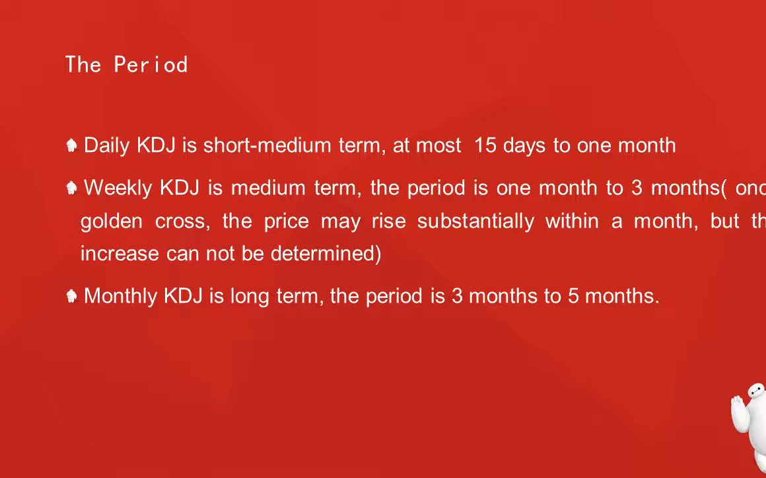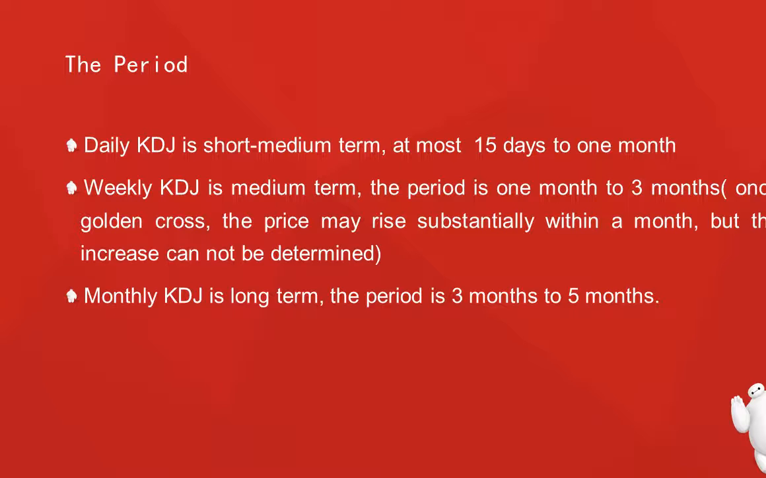It's different. If you want to use daily KDJ, at least you can do some short-term rebound. How to do that? You can keep for below 50 days or within 1 month, okay? The next one, weekly KDJ. The period is 1 month to 3 months. Once golden cross, you should know the price may rise. The next one, monthly KDJ, is long term. The period is 3 months to 5 months. Okay, so it's up to you.